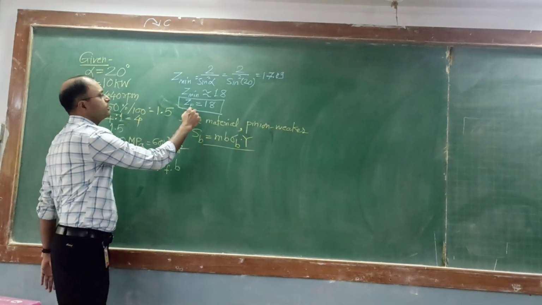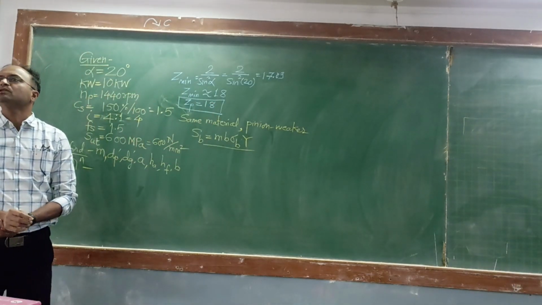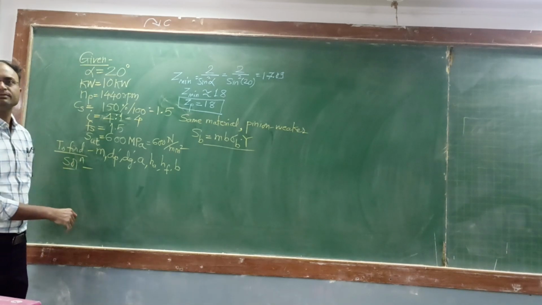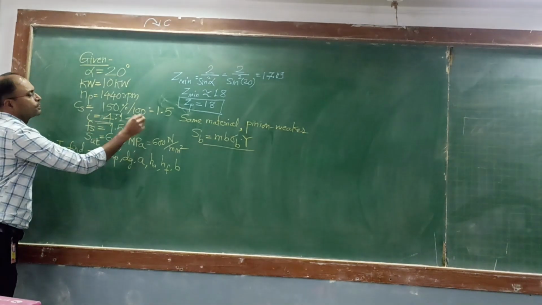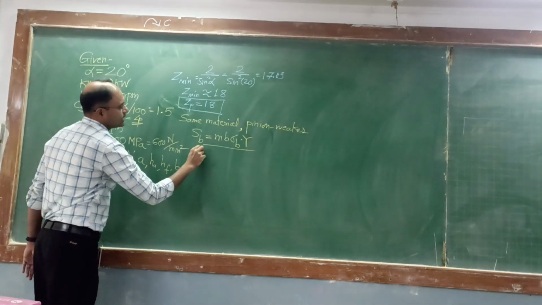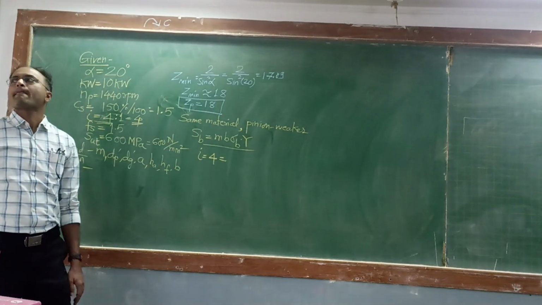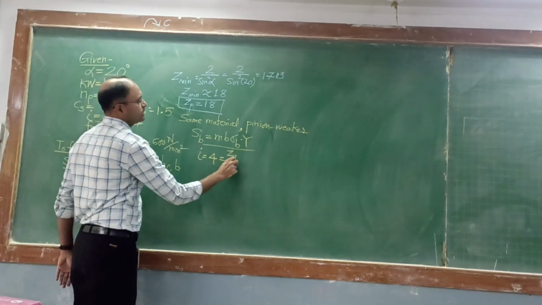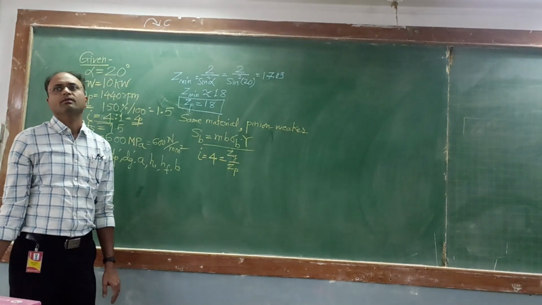So number of teeth on pinion is 18. So how much will be number of teeth on gear? It is not required right now, but number of teeth on gear, can you find out? I is equal to 4. Speed ratio is given as 4. So using I is equal to 4. What is formula for I? ZG upon ZP. Number of teeth on gear divided by number of teeth on pinion.